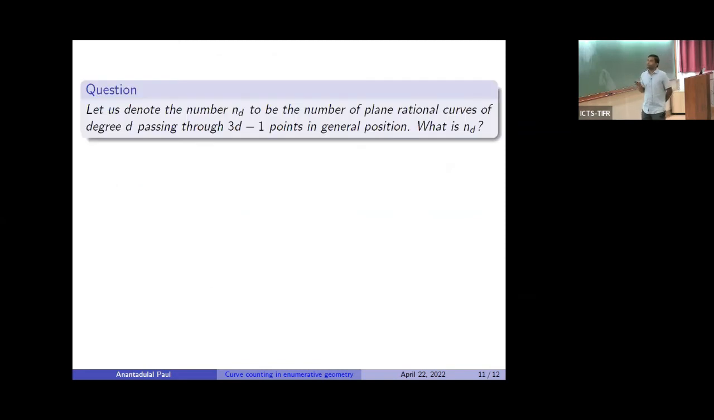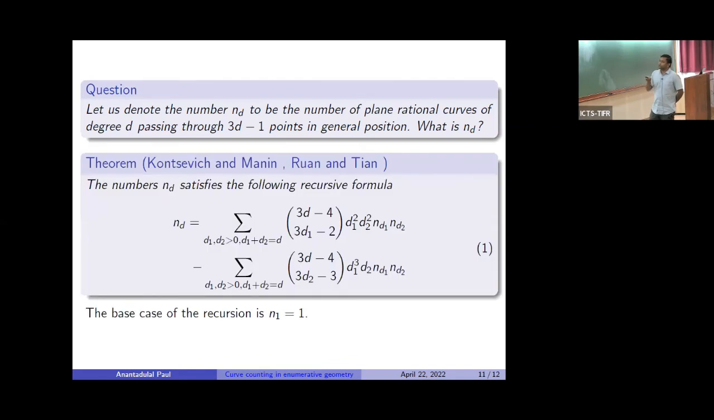This is a great breakthrough in our subject, due to Kontsevich and Manin, and independently Ruan and Tian. They found this beautiful recursive formula, beautiful in the sense that you don't need any other a priori assumption. You only need to know what N_1 is, and then any N_d can be recursively computed. And N_1 is just simply this picture. This is extremely beautiful.